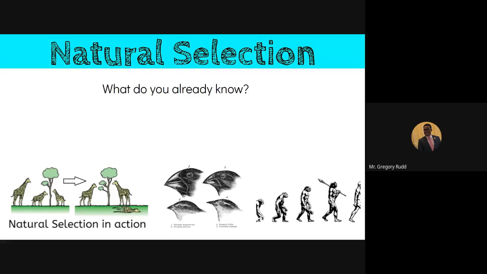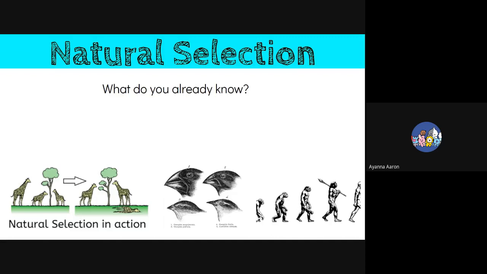Anybody know anything else? It can occur in different environments. Excellent. Yeah, natural selection can occur in any number of environments. It can occur in a marine environment, you know, in the ocean. It can occur in a temperate environment, like the one that we live in here in Charlotte. It can occur in a desert environment. So we see it all around us.